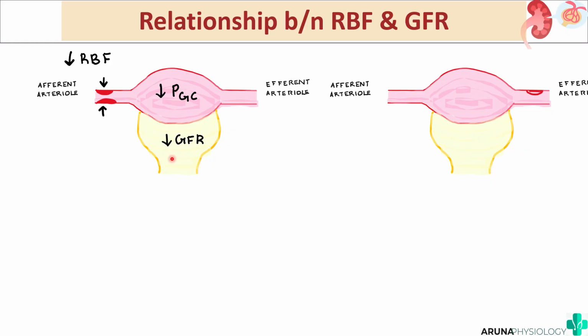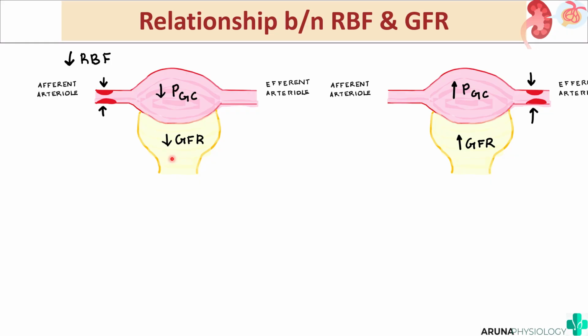But what if that constriction is in the efferent arteriole? Say the outflow tract is now obstructed. So what will happen? There will be a backflow. So there will be increased hydrostatic pressure, which means there is going to be increased filtration or increased GFR.